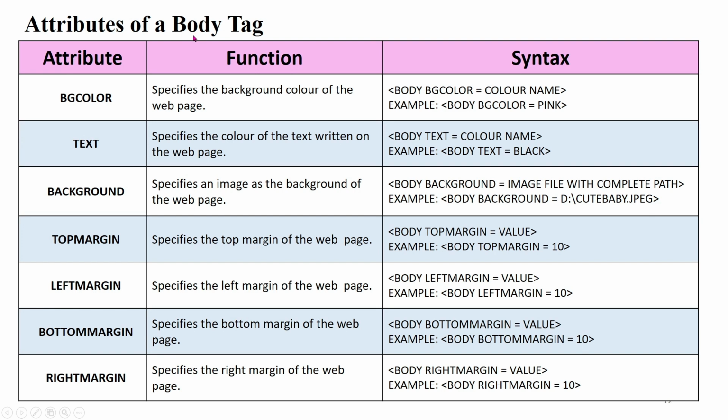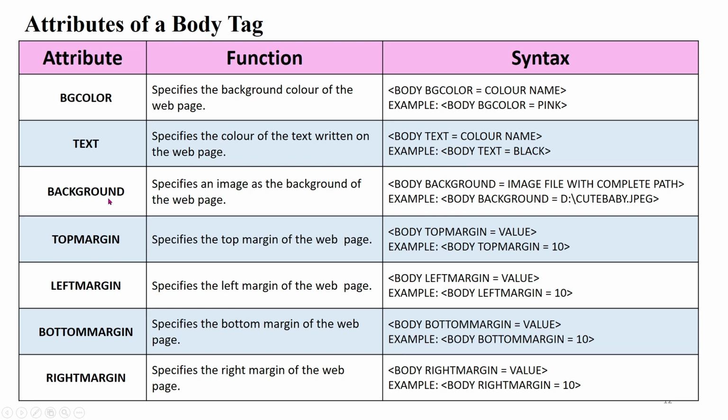The next is text. This specifies the color of the text written on the web page. We can use any color of our choice. So how do we write it? Body, then text equals the color name. For example, body text equals black.